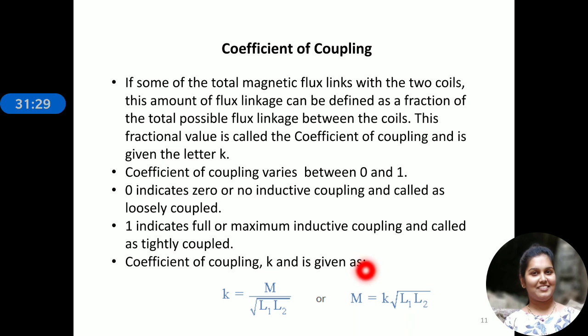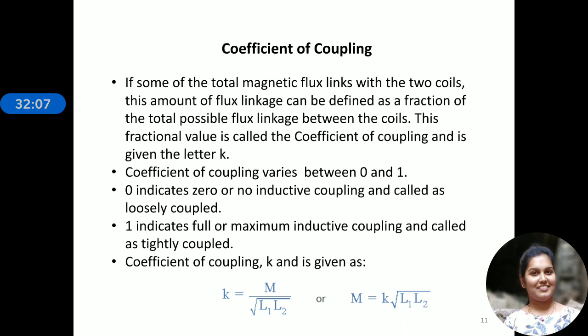So if you want to know just the value of K, we can write it as K is equal to M divided by root of L1 into L2. When the coefficient of coupling K is equal to 1, or unity, all the lines of flux of one coil cut all the turns of the second coil. That is, the two coils are tightly coupled to each other and the resulting mutual inductance will be equal to the geometrical mean of the two individual inductances of the coils.